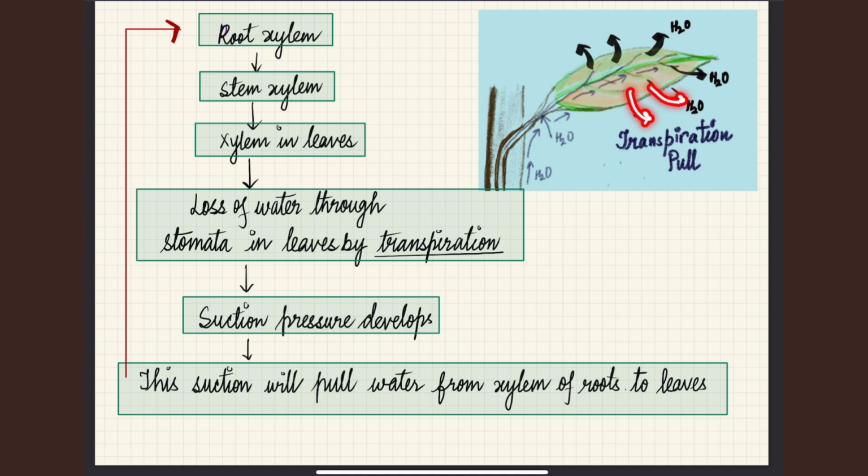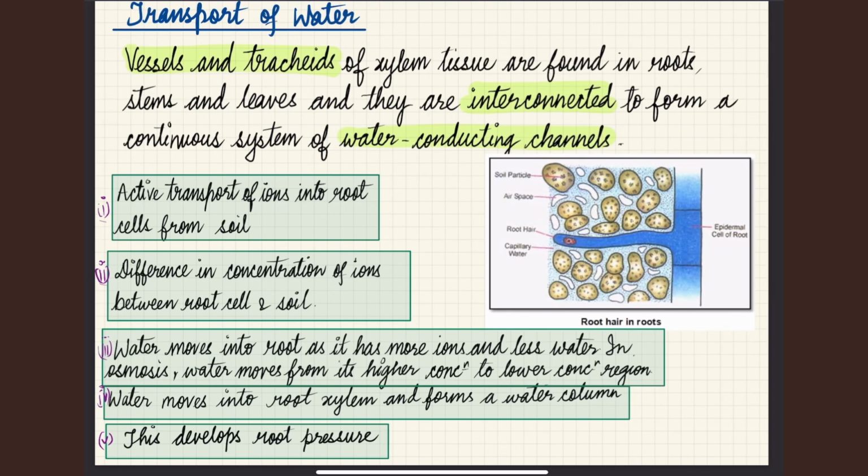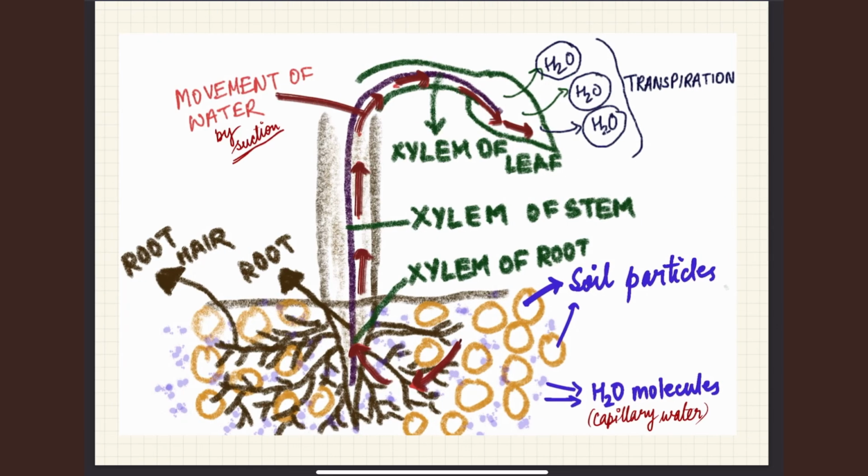So you have to understand that xylem and phloem are present in the root, xylem and phloem are present in the stem, xylem and phloem are present in the leaf. So the entire xylem will form a pipe or a channel from the root till the leaf. They form the entire column, a channel. So this movement of water happens through this pipe of xylem which is found in root, stem and leaves.